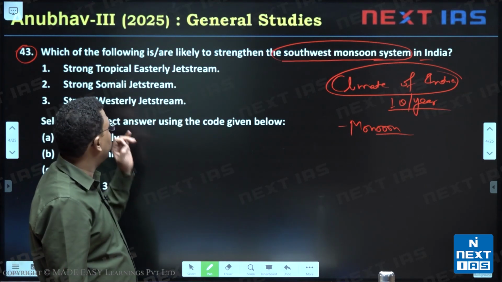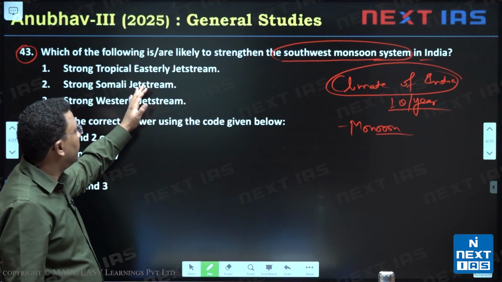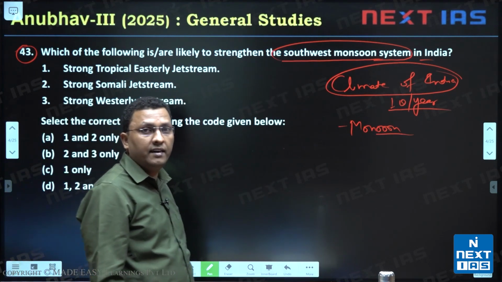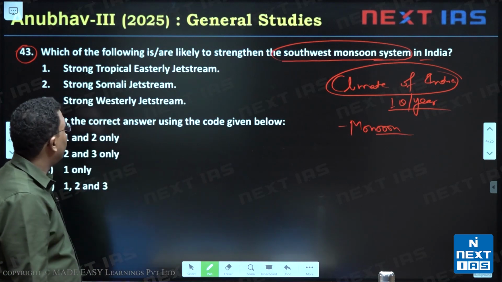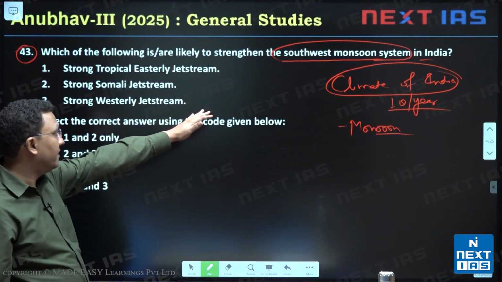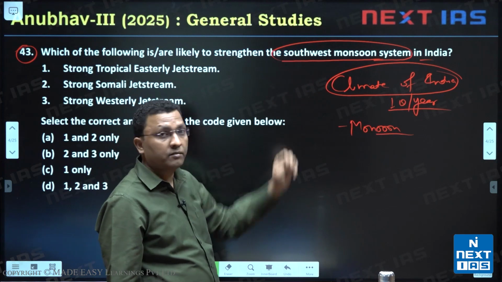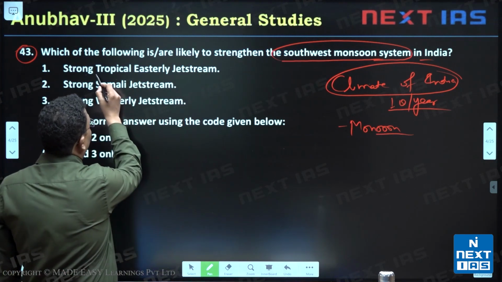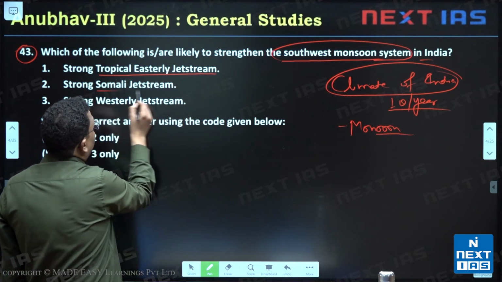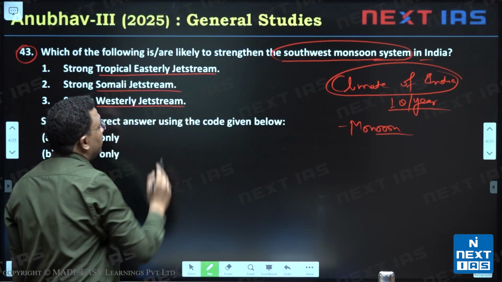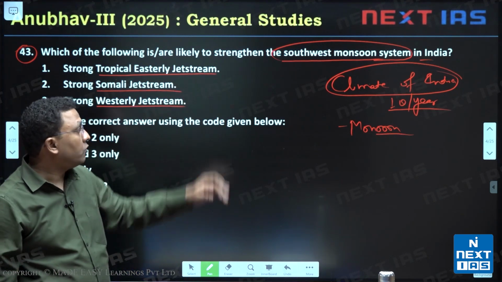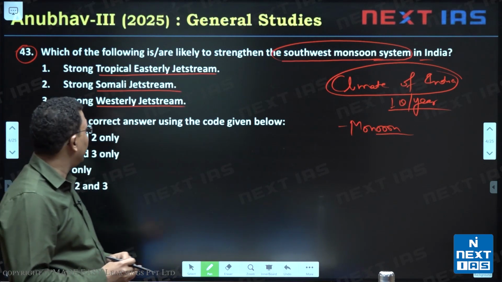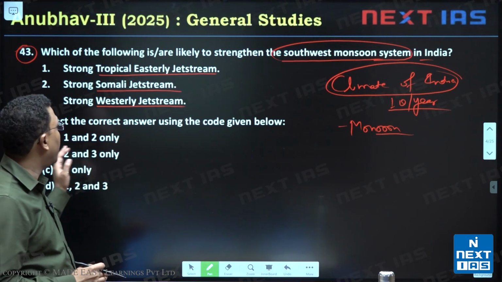And this question is actually testing the role of external factors that influence the southwest monsoon system in India. Among the various external factors that affect the southwest monsoon system, there are three jet streams: the tropical easterly jet stream, the Somali jet stream and the westerly jet stream. So let's first see the underlying concept and then we will come back to our question.